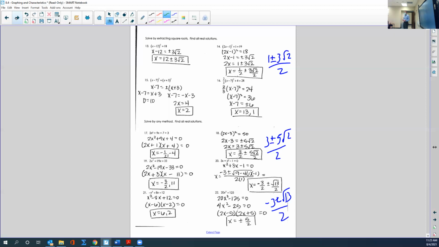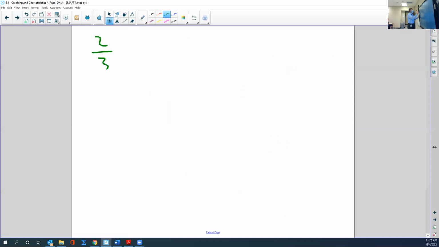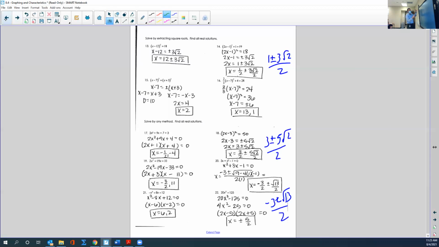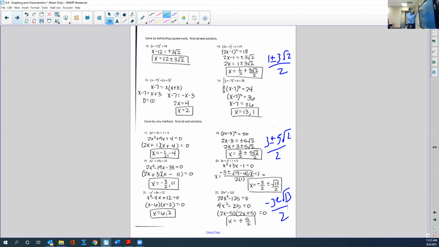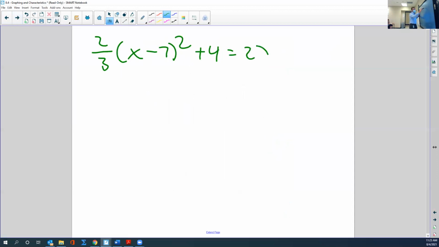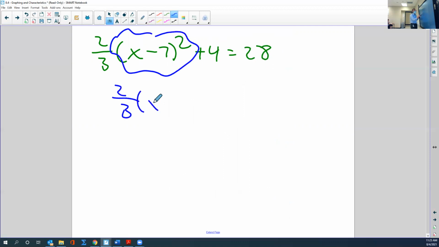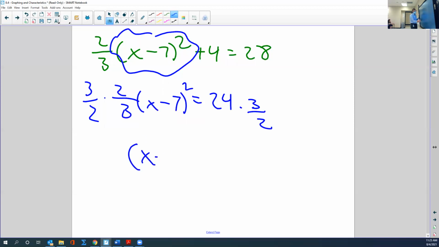Yes. Did you do number 16? Number 16. So for 16, we got 2/3 times x minus 7 squared. So we want to isolate the square term. We're going to move our 4 over and get 24. And then we're going to multiply by 3 over 2, so these are going to reduce to 1. We're going to get x minus 7 squared equals 24 divided by 2 is 12, times 3 is 36.